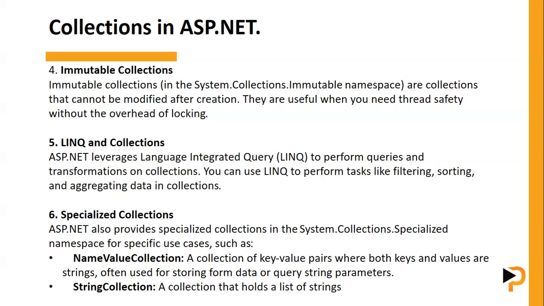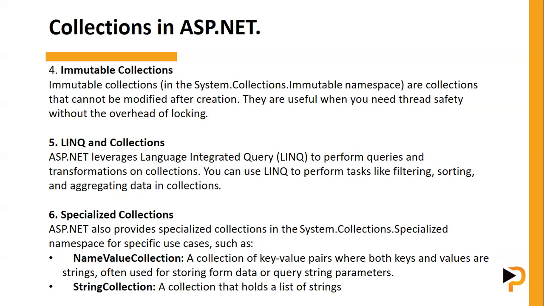Next is specialized collections. ASP.NET also provides specialized collections, which are available in the System.Collections.Specialized namespace, and specific types such as NameValueCollection and StringCollection. So a collection which is made up of key and value pairs, with both the keys and values being strings, is often used for storing form data or query string parameters. Now, StringCollection is a collection that holds a list of strings. So these kinds of specific collections are available.